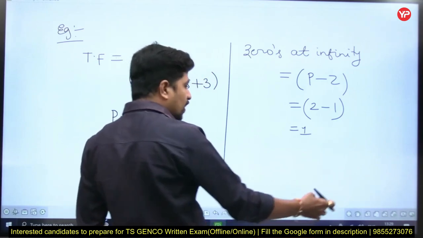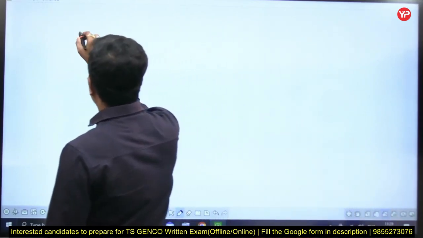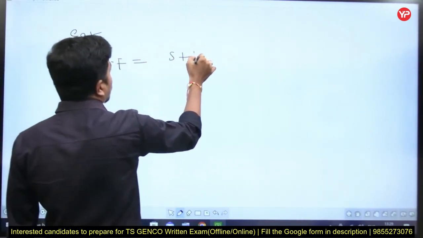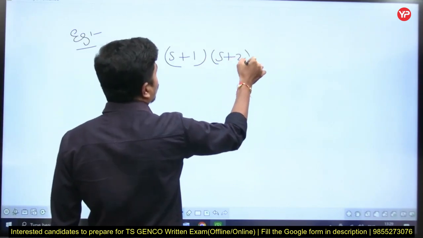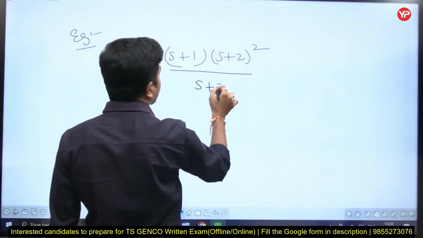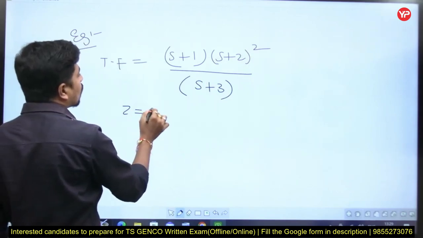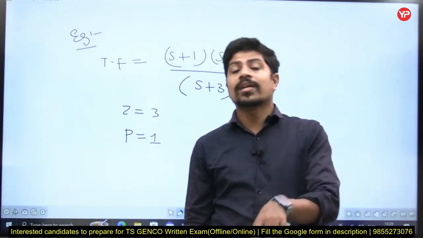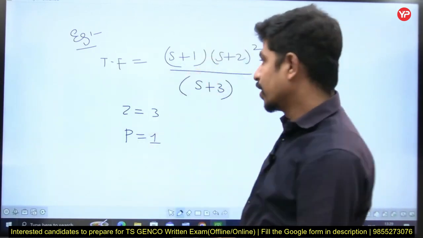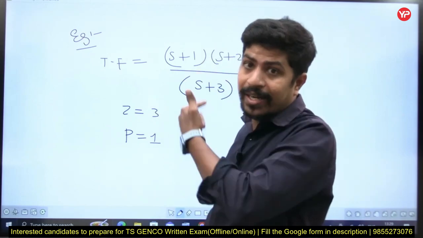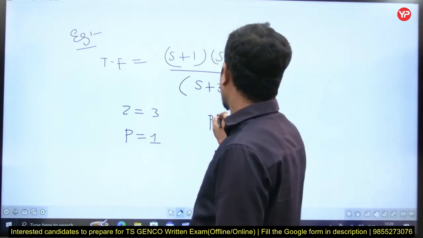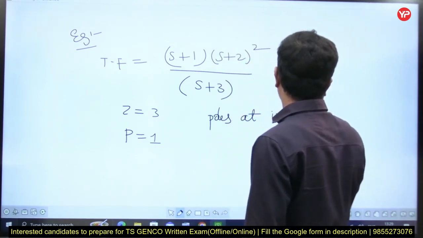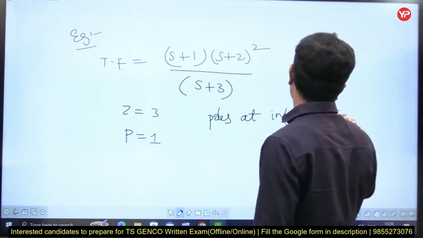Now, suppose it is the reverse way. The next example: transfer function is equal to (s plus 1) into (s plus 2) whole square by (s plus 3). Here, zeros are 3, poles are 1. Now, poles are less than zeros. What we have to understand is there are two poles at infinity. Here, no zeros at infinity, because zeros are greater than poles. Poles at infinity is equal to 3 minus 1, that is equal to 2.